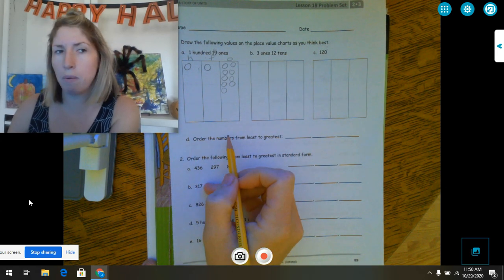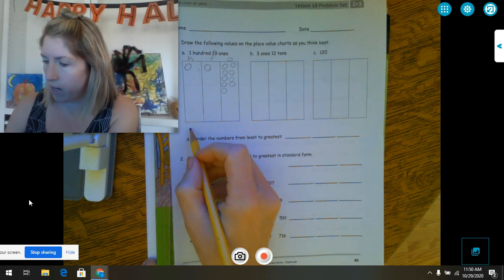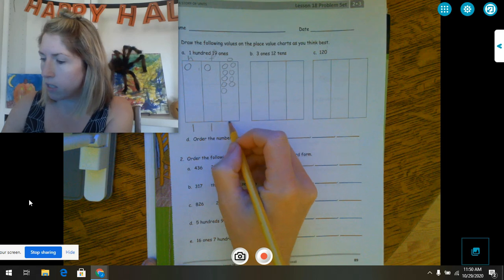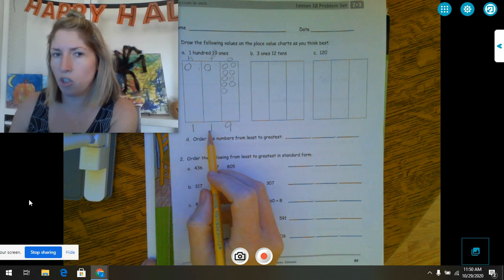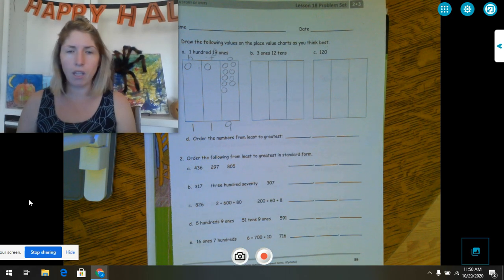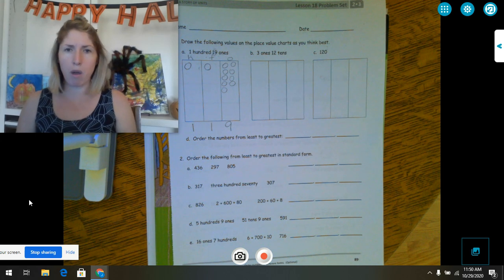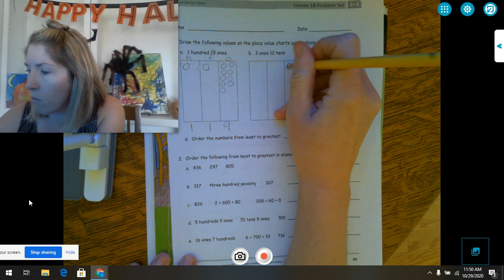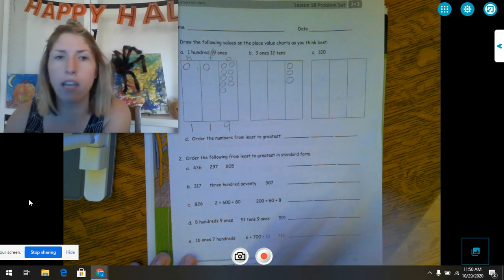So underneath here, let's write what that number is. We have 1 in the hundreds place, a 1 in the tens place, and 9 in the ones place. And that number is 119. Okay, next one. 3 ones, 12 tens. Okay, 3 ones, easy peasy. 1, 2, 3 in the ones place.